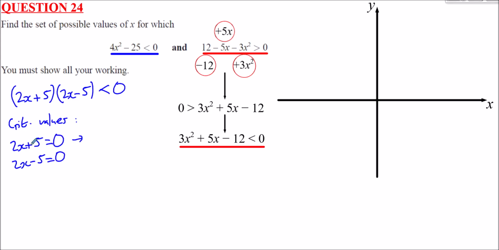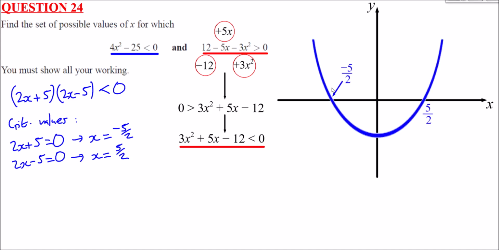So if this is the case, x would have to be minus 5 over 2, subtract 5 by both sides, then half. Or for this one, add 5, then divide by 2. The solutions to that are x is positive 5 over 2. So now if I imagine a graph of this one, a sketch of it on this grid, they're my critical values. Now because I'm wanting this to be less than 0, what I'm wanting here is actually this region of the graph, the underneath part.